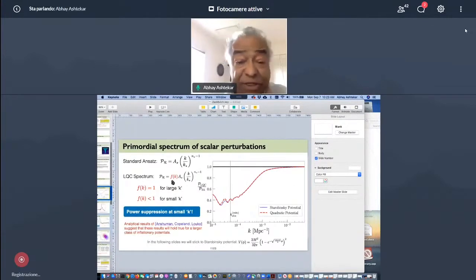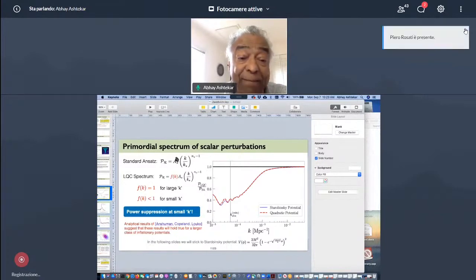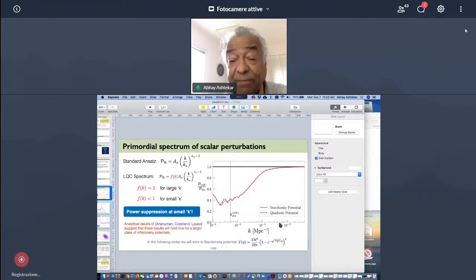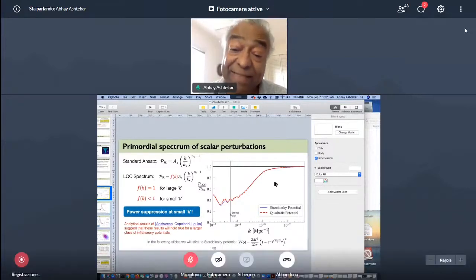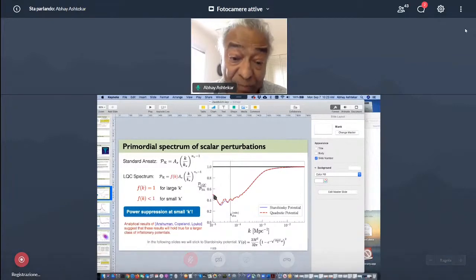The first prediction is that there is a power suppression at the primordial level. The standard answer I told you has two parameters, A_s and n_s. And this is very well reproduced here: when k is sufficiently large, meaning the angular momentum L in the spherical harmonic decomposition is bigger than 30, there is very good agreement with standard inflation. But when L is less than 30, for small wave numbers or large wavelengths, this is really modified.